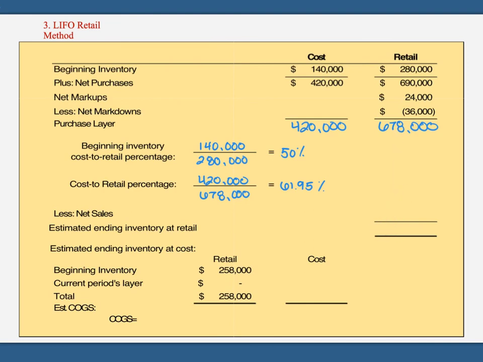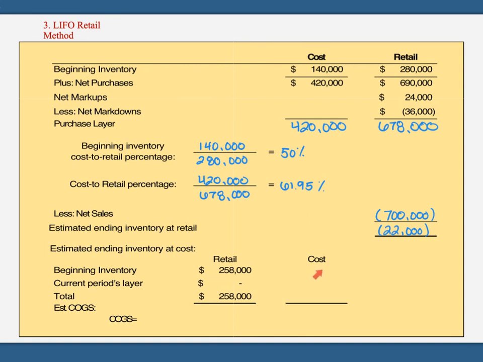So let's continue on our retail column. Like we've been doing, we need to deduct our net sales. There's $700,000. And that's going to show us what our ending inventory at retail is. And that's going to be $22,000. We got that from subtracting our purchase layer, $678,000 minus our net sales. So what that is telling us is we sold all the inventory from our purchase layer, and the negative $22,000 means we also sold $22,000 worth from our beginning inventory. So if you take $280,000 minus $22,000, that gives us our beginning inventory of $258,000.